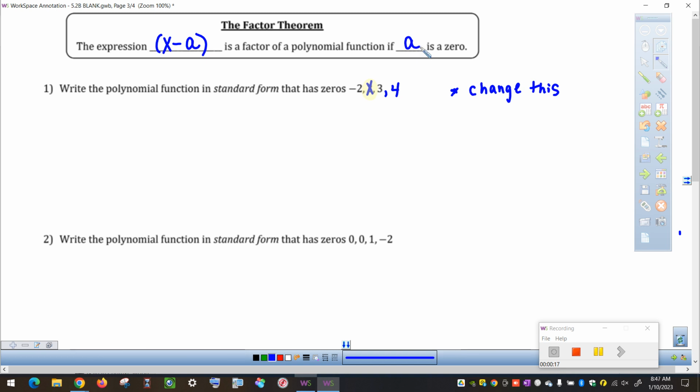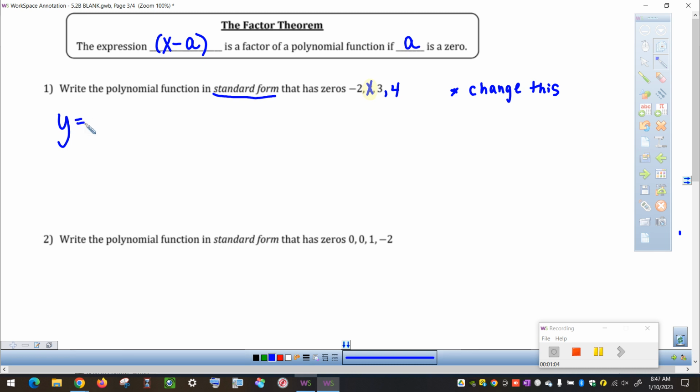So let's try a few problems here. This is going to be a way for us to work backwards, where we're starting with the zeros, we're starting with the x-intercepts, and we're trying to figure out what the polynomial function is. The other thing you'll notice is that we're getting these into standard form eventually, and so we don't want to have any parentheses in our final answer. However, using the factor theorem, we are going to start with parentheses to help us get the first step.